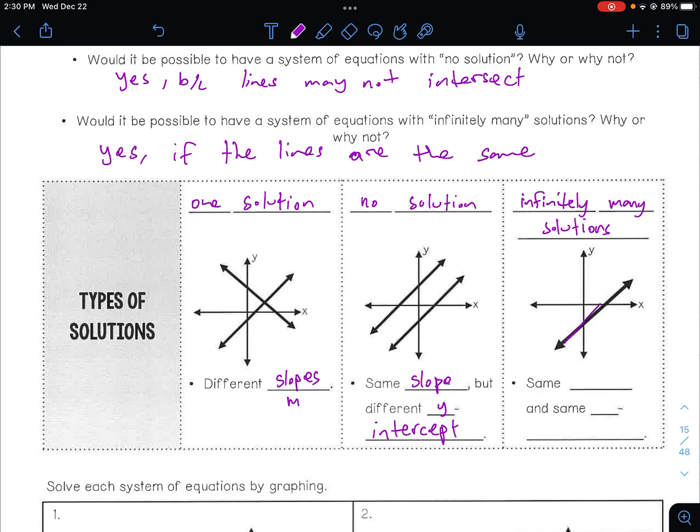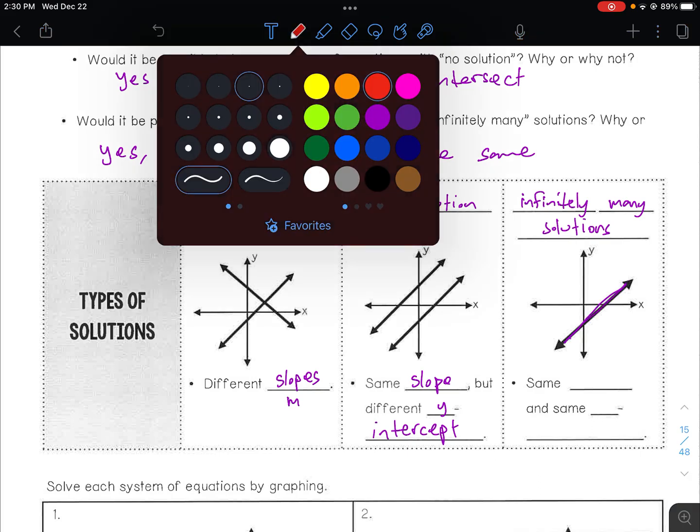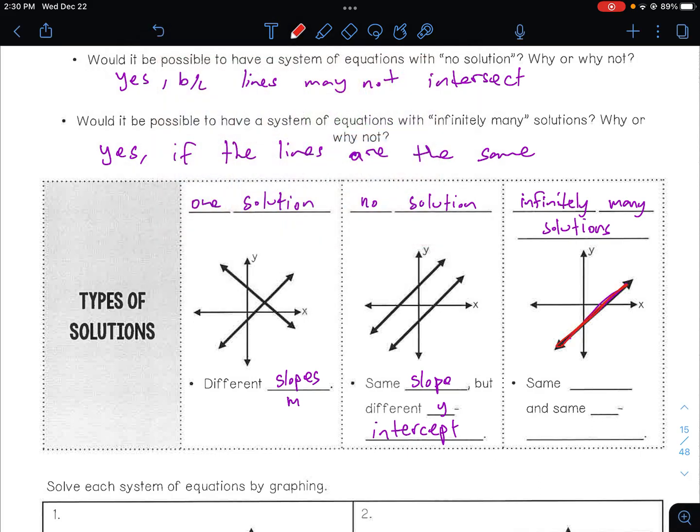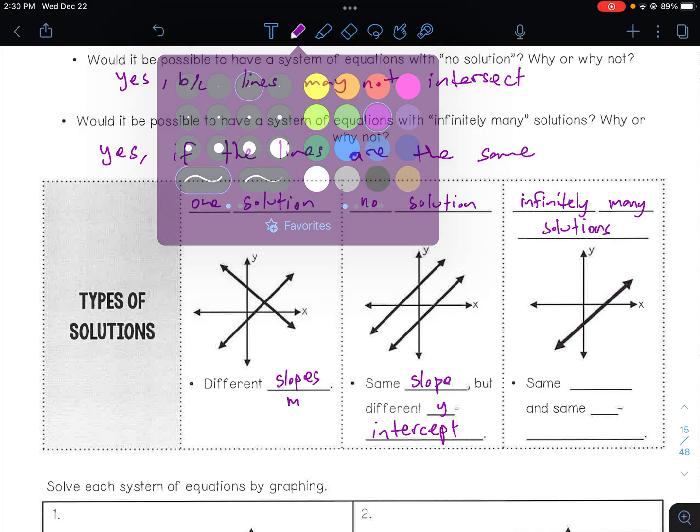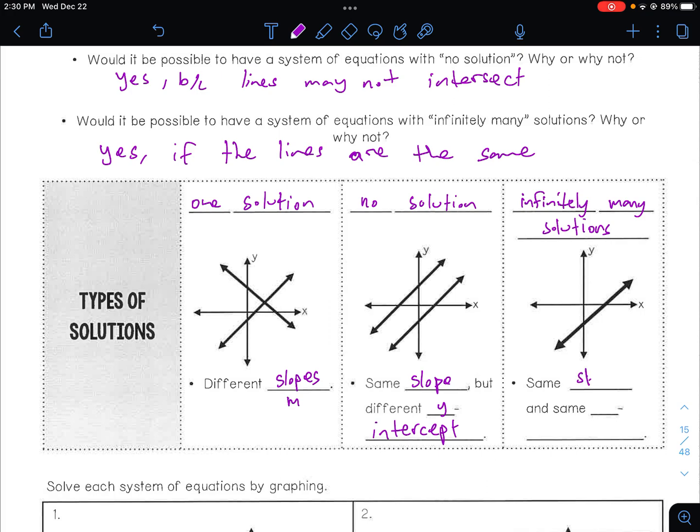And this one is supposed to be like two lines on top of each other, like a purple line and a red line. What do we know about this? Well, they have the same slope, right? And they have the same y-intercept.